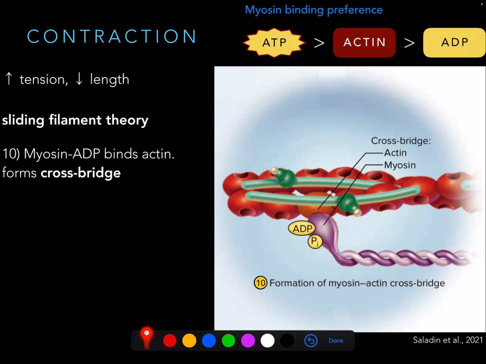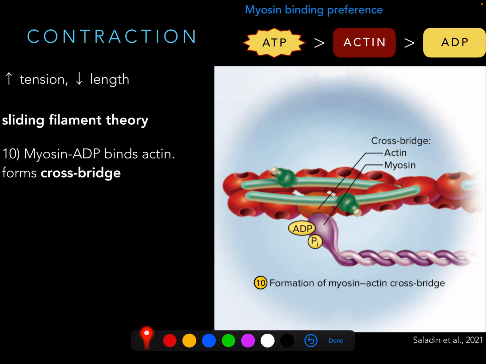Here's where myosin is going to increase tension on those thin filaments, pulling on them and decreasing the overall length of the sarcomere. This would be the sliding filament theory. And for this to make sense, you have to understand the myosin binding preference. Myosin can only bind one thing. It's either binding some adenine nucleotide like ATP, its favorite thing, or ADP, its least favorite thing.